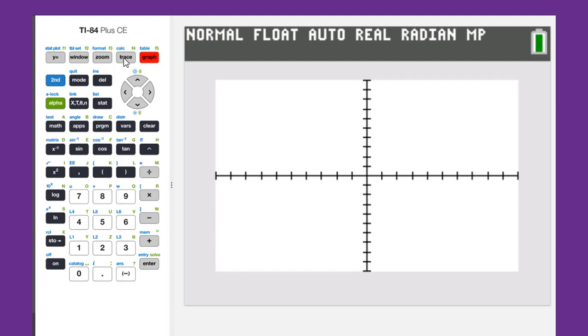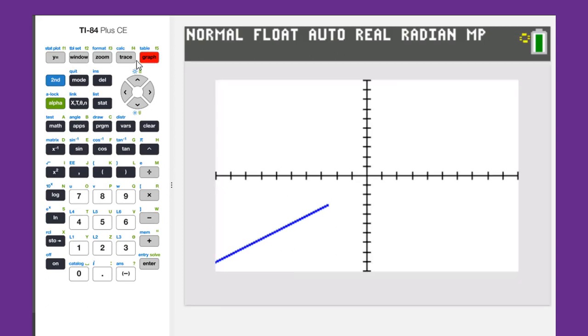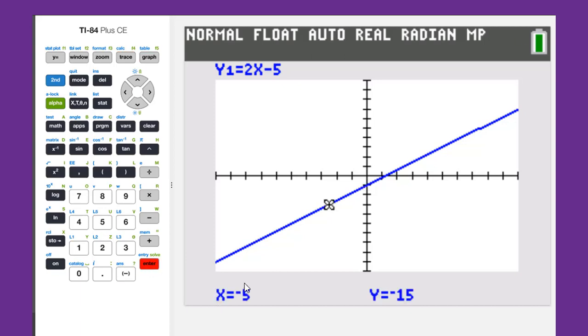Let's look at this trace button. If you have a graph like 2x minus 5, then when you press graph, that's a linear function. Then I press trace. I can put in like -5. That was my answer. So you get x = -5, y equals -15. It shows you these coordinates on the graph.